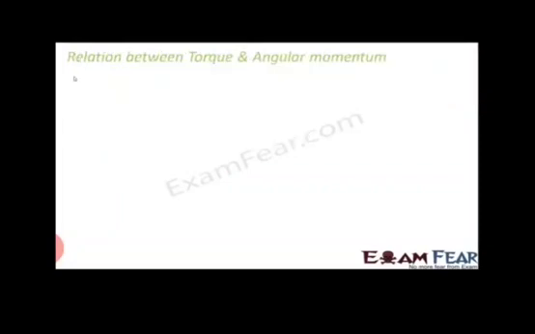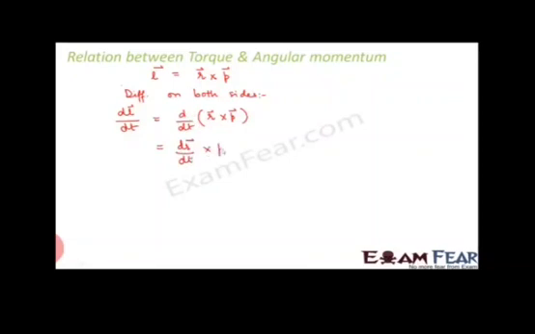Now let us see the relation between torque and angular momentum. The angular momentum L vector is equal to r vector cross p vector, the cross product of the position vector and the linear momentum. Differentiate on both sides. We get dL vector by dt equal to d by dt of r vector cross p vector. Differentiating r vector and p vector, we get dr vector by dt cross p vector plus r cross dp vector by dt. This is the differentiation of r vector cross p vector.